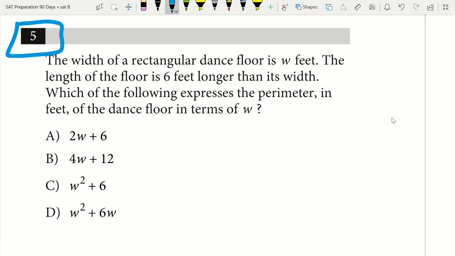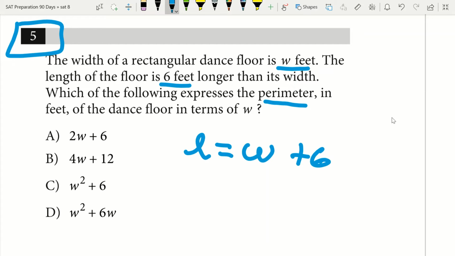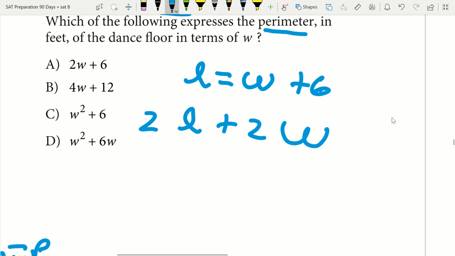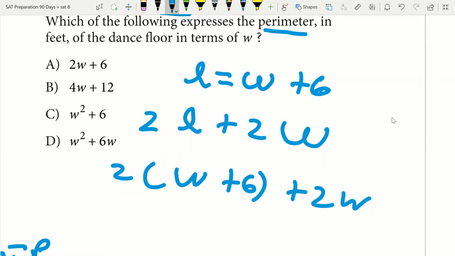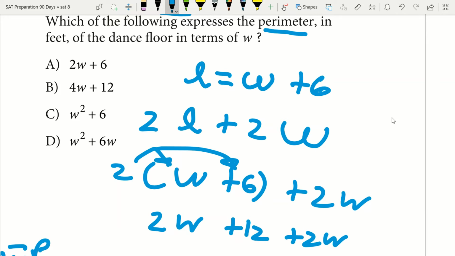So I have the width of a rectangular dance floor is W feet. The length of the floor is 6 feet longer than the width. So I know my length is equal to W plus 6. Okay, now I see which of the following expresses the perimeter in feet of the dance floor in terms of W. I know my perimeter is 2 times my length plus 2 times my width. So then I plug in L equals W plus 6, and I have 2 times W plus 6 plus 2W. Now I'm going to have 2W plus 12 plus 2W, which will give me 4W plus 12, thus my answer will be B.